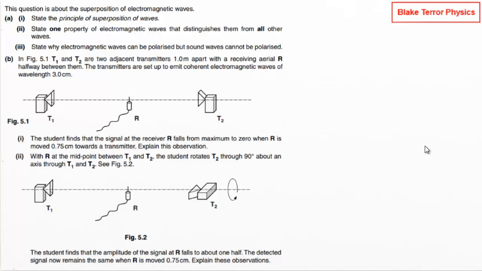Right, state one property of electromagnetic waves that distinguishes them from all other waves. So we can say they're oscillations of electric and magnetic fields. That's definitely going to cover what distinguishes them from all other waves, because electric and magnetic fields only apply to electromagnetic waves. Third one, state why electromagnetic waves can be polarized, but sound waves cannot be polarized. Right, so only transverse waves can be polarized. Electromagnetic waves are transverse, sound waves are longitudinal.